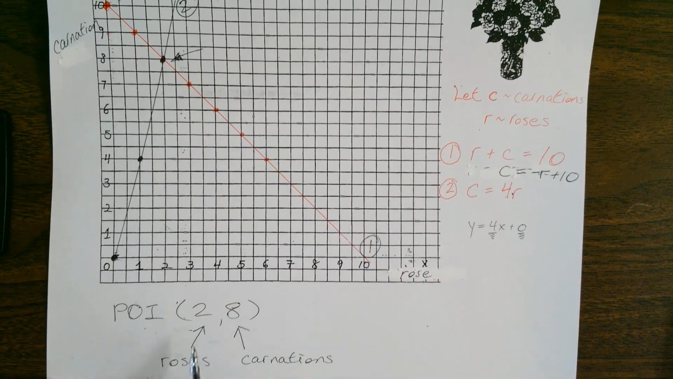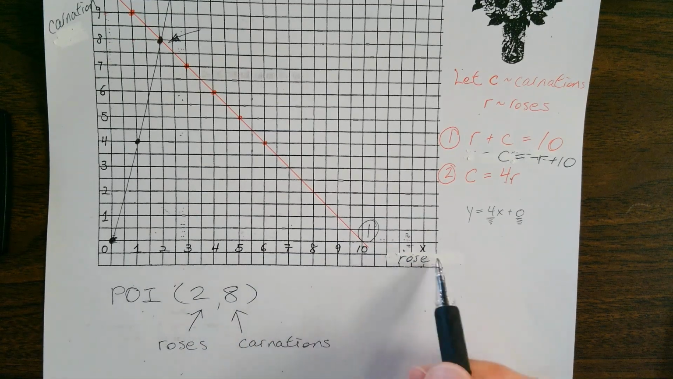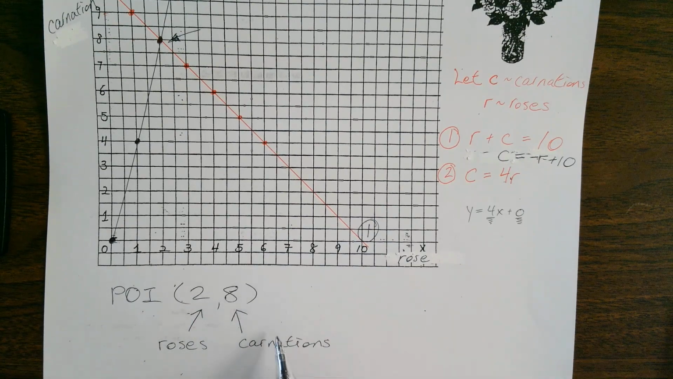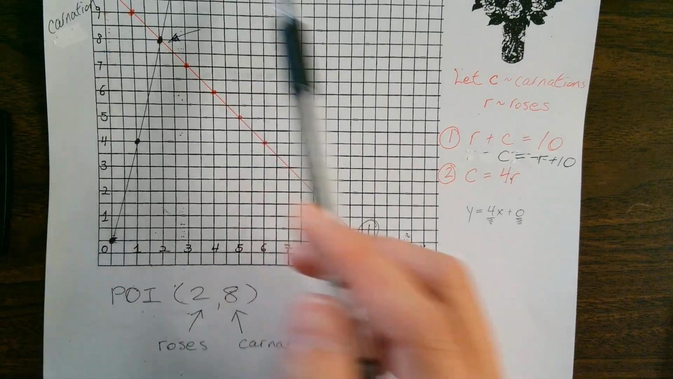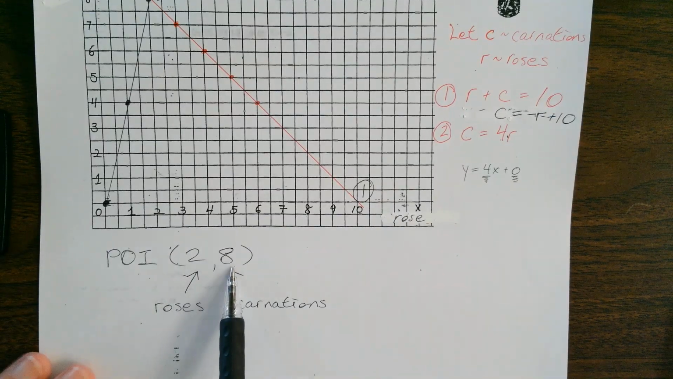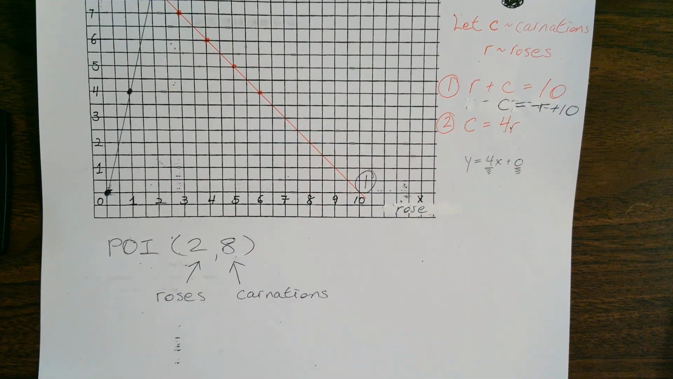Okay, I know it's 2 roses because this is my x value. On my x-axis, I said that rose is my x. So I know it's roses. So my y is carnation. And also remember the question at the beginning says I want 4 times as many carnations. So the bigger number should be the carnation one. Okay. So therefore, Sarah is going to make a bouquet using 2 roses and 8 carnations.